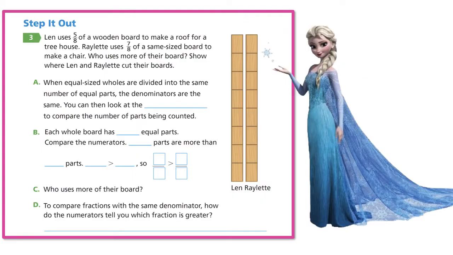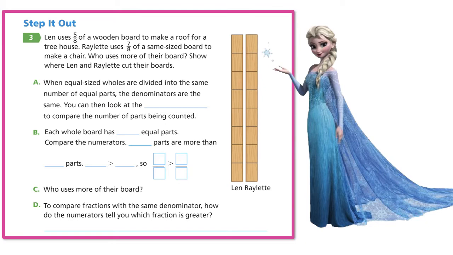So let's take a look at the step it out. And remember, as I read the problem to you, you're making a mental image of what the problem is about. Len uses 5/8 of a wooden board to make a roof for a tree house. Raylette uses 7/8 of the same size board to make a chair. Who uses more of their board? Show where Len and Raylette cut their boards. So what are you picturing that is going on with the situation?